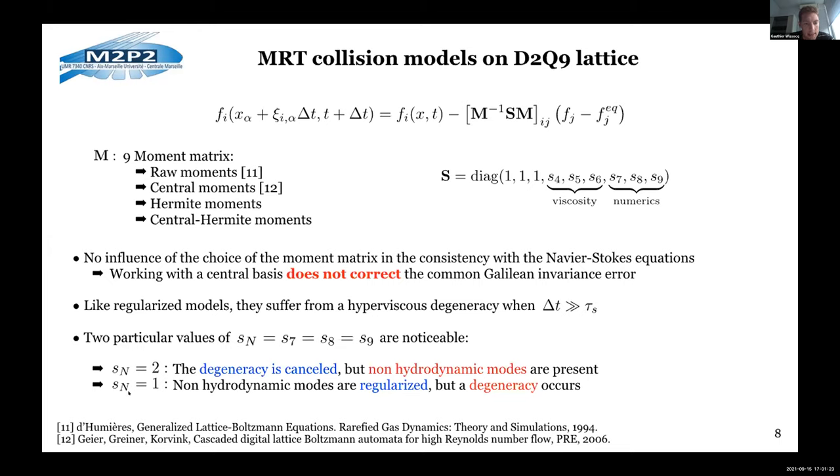And if we set Sn equal to one, this time the non-hydrodynamic modes are regularized because this model is exactly equivalent to a regularization, especially when we work with the Hermite moment spaces. But in this case, we have a degeneracy, exactly like in the projected regularization case.